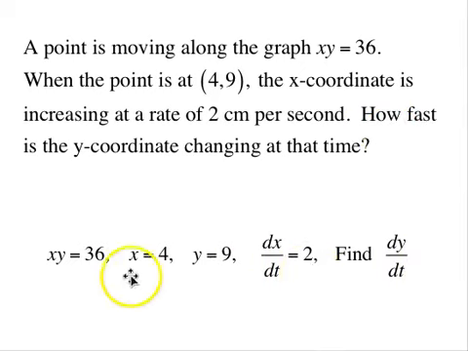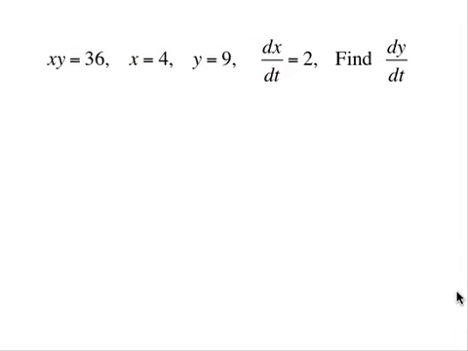And to solve this, we're going to take the derivative with respect to t of both sides of that equation and then substitute in the various values to solve for dy/dt. So here are those values copied again. The derivative with respect to t of xy is the derivative with respect to t of 36. The derivative of a constant is 0.